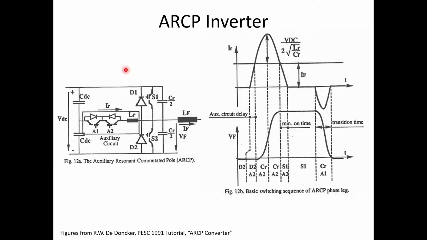This is actually from DeDonker's original PESC 91 tutorial on the ARCP converter. So he uses kind of funny device symbols. I think these may have been MCCs at the time. But he's using these device symbols. And here's the auxiliary circuit that's going to be zero current switched. Here's the main devices that are going to be zero voltage switched. And what you'll see is that when you trip the auxiliary circuit, you can go from the bottom switch being on to the top switch being on, and hence you can get very nice soft transitions, which helps reduce the EMI of the circuit and reduces the switching loss.